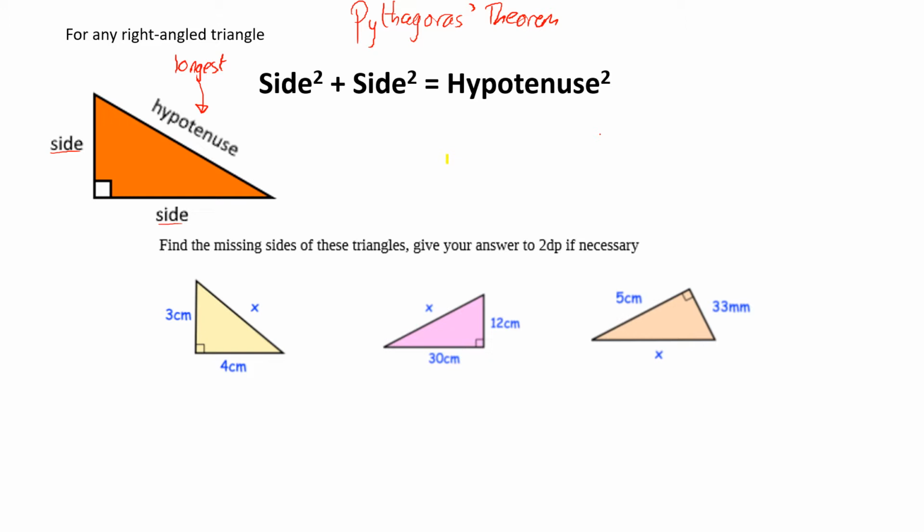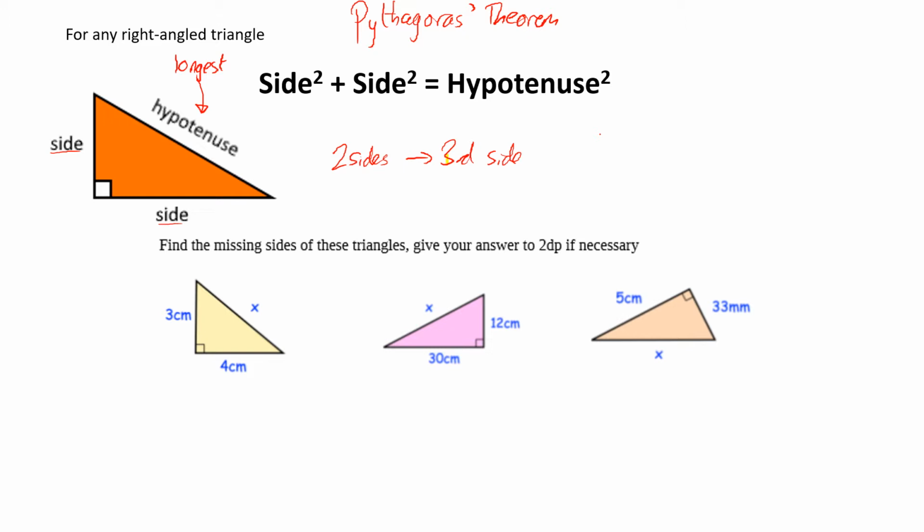And what that lets us do is, if we have a right-angled triangle and we know two of the sides, we can always work out the third side. So if we have two sides, we can find the third side. So let's look at some examples of this. Let's set out our theorem to start with.